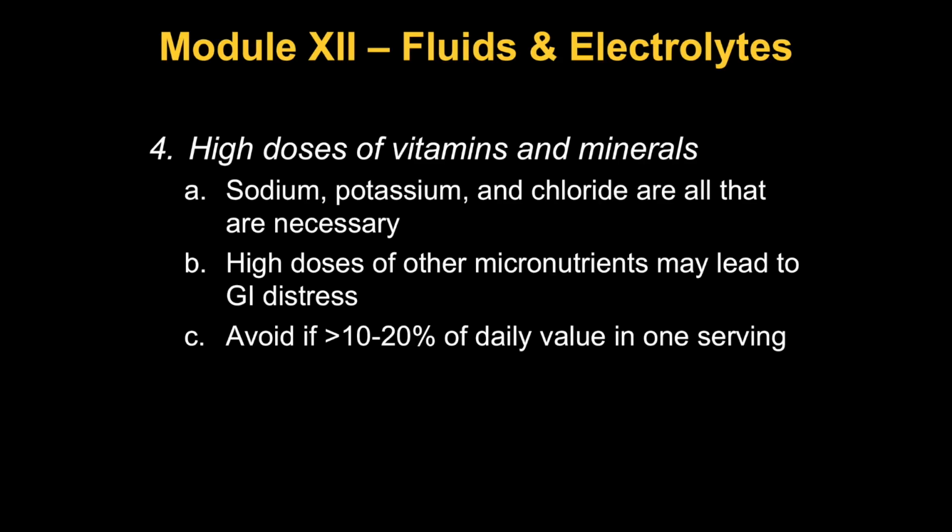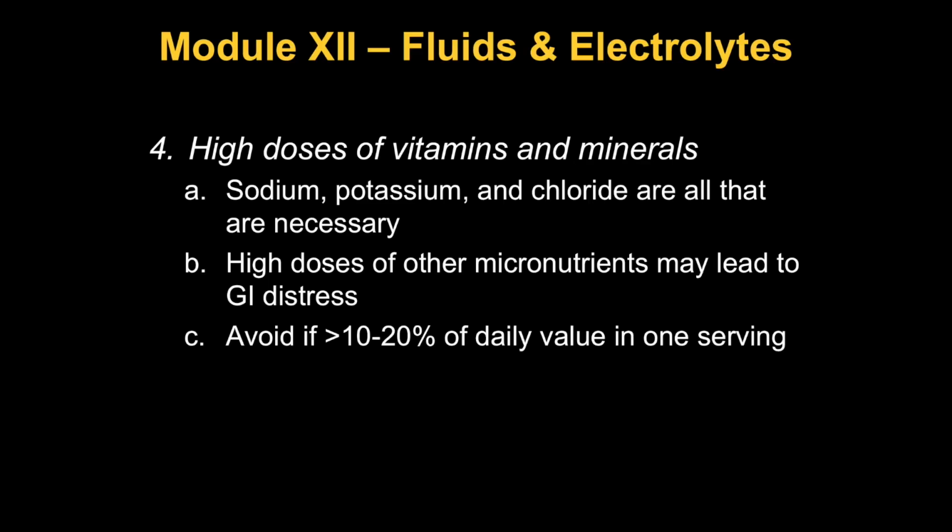We also want to look at high doses of vitamins and minerals. Generally speaking, sodium, potassium, and chloride are the ones that we want to look out for and want to have in our sports drinks. If you start to lean and favor high doses of other micronutrients, that can actually cause gastrointestinal distress. So it does no good to the athlete to have some cramping in the GI tract when they're trying to perform at their best. So we want to be careful of other micronutrients.